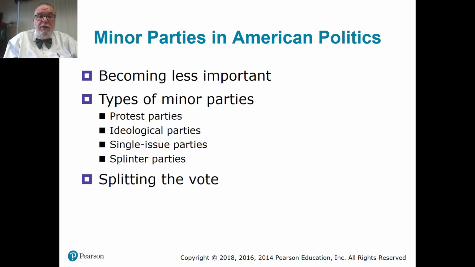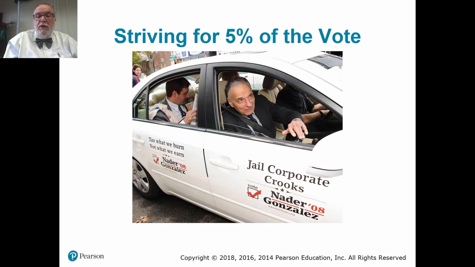Minority parties are becoming less important. They used to be a little bit more prevalent at one particular point in time, and it tells you the different parties that are there. So here is Ralph Nader running for president in '08, Nader Gonzalez, striving for 5% of the vote, because 5% of the vote gets you some public funding.